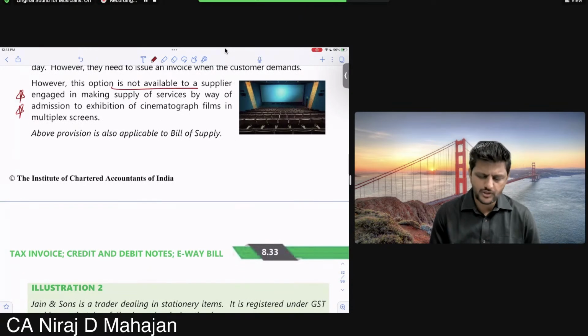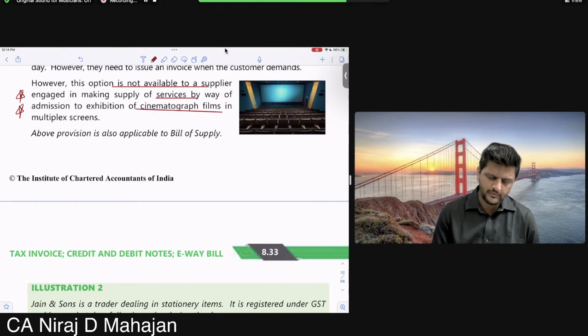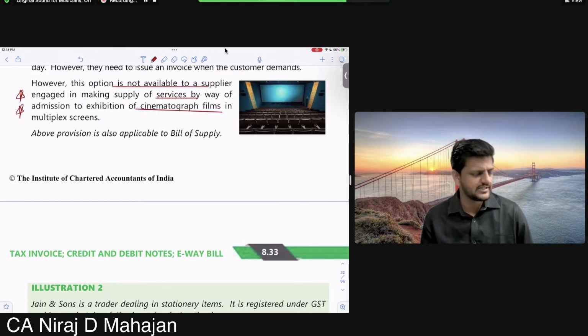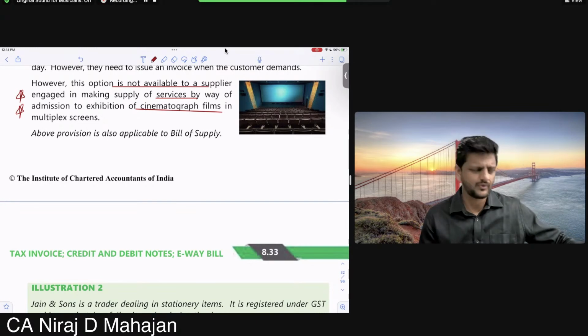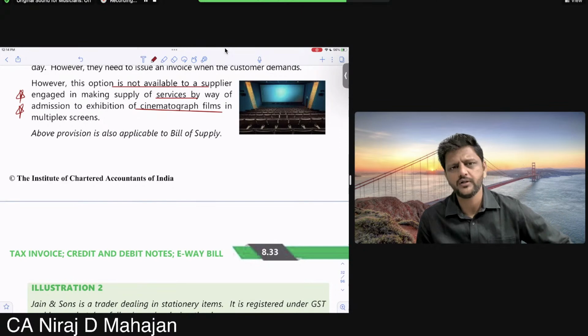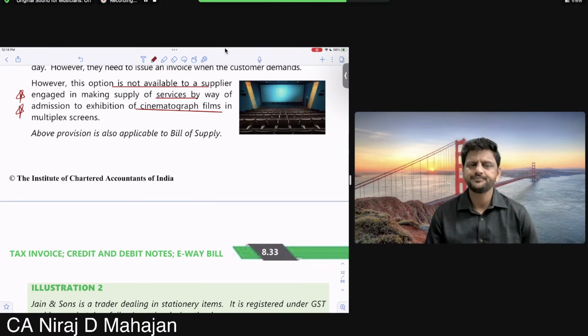This option is not available to suppliers making certain supplies, like movie screening. Not available. They have to issue an invoice even if it is less than rupees 200. But the invoice will not be as per the invoice of section 31 in that format. The movie ticket is a ticket-cum-invoice. Okay. Finally, no?